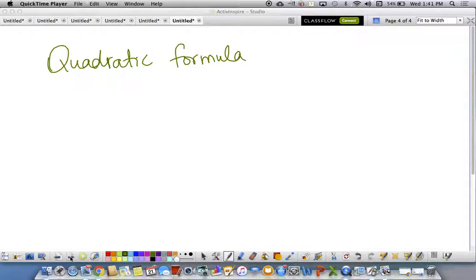Linear equations are y equals mx plus b. You know that's a linear equation. It will always make a line. Quadratics will always have a squared in it. Just one thing squared: x squared, or y squared, but not both. So if you have an equation, ax squared plus bx plus c equals 0, it's the standard form of a quadratic.